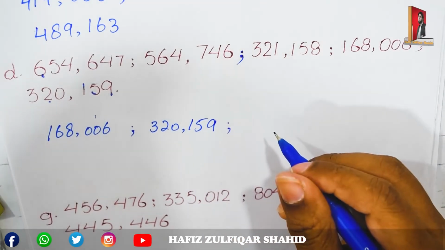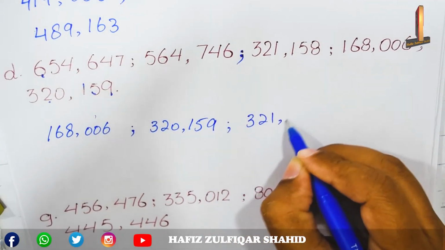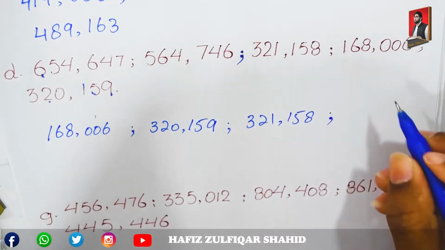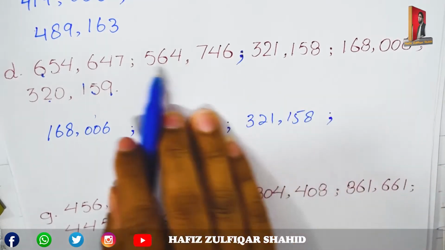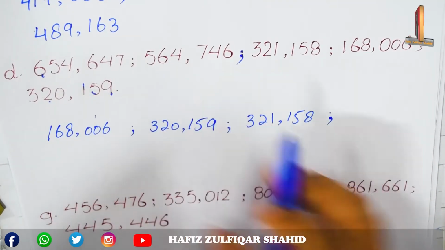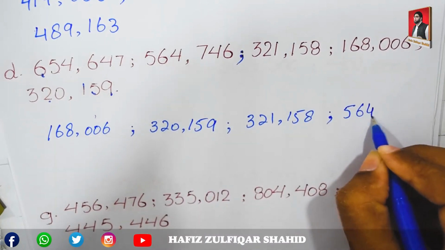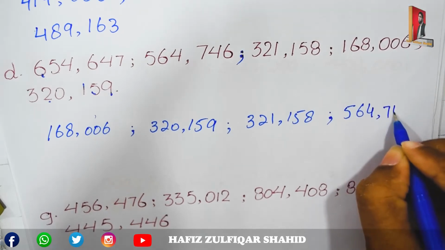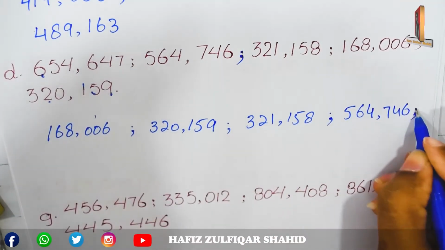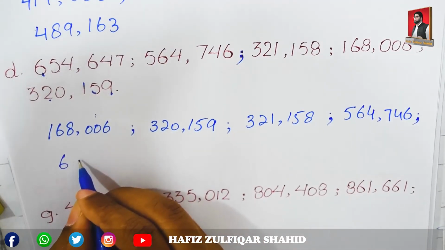Now the third one is 321 million. The fourth smallest is 564,746. In the last, write the greatest value.